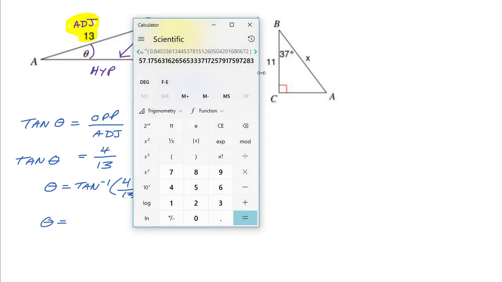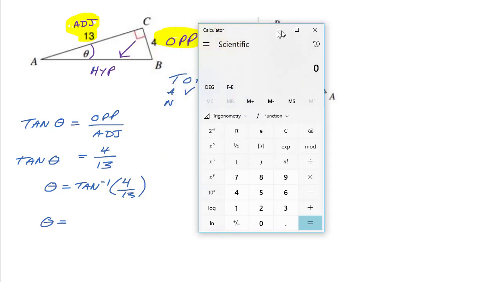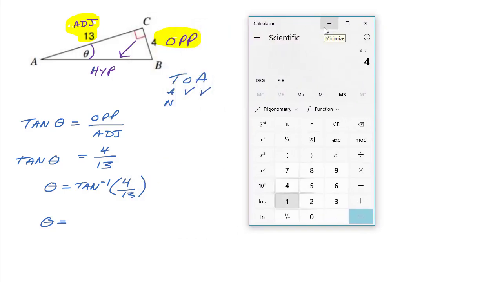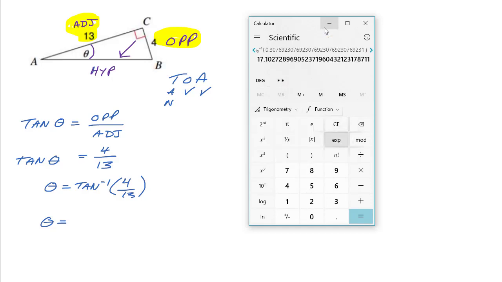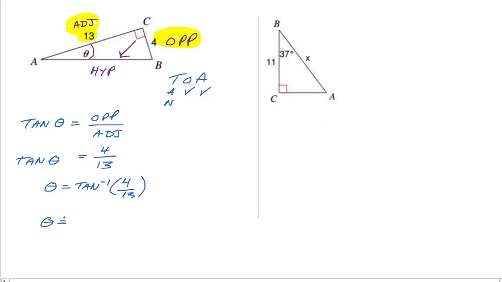All right, let's bring up our calculator again. Let me just clear this out. All right, so I'm going to go 4 divided by 13. Your calculator, you probably hit tan inverse first, and I'm going to do tan inverse second here. All right, we got 17.1 approximately. Boom, done. That's it. 17.1 degrees approximately. Don't forget the degree symbol. I might have forgotten it in the earlier questions.